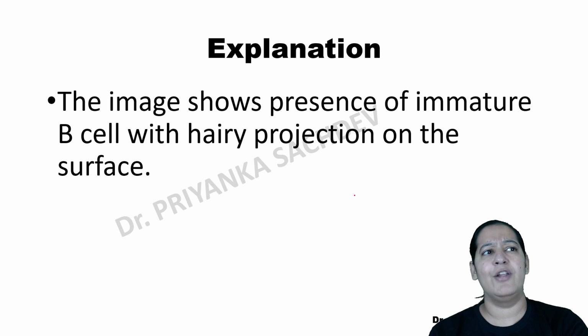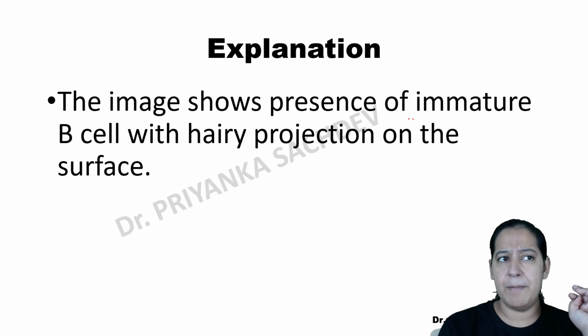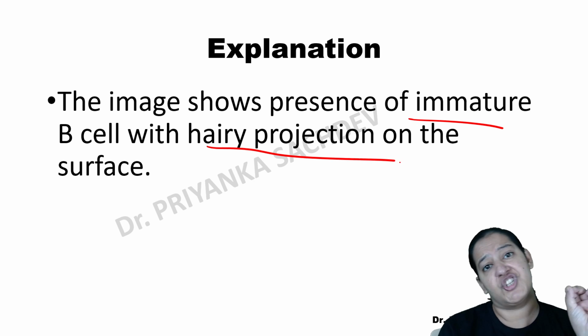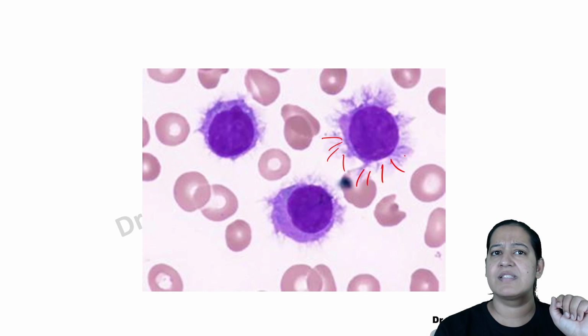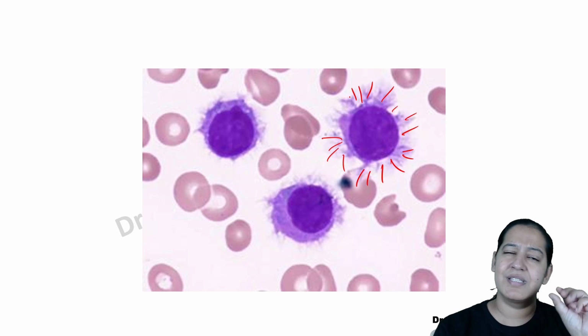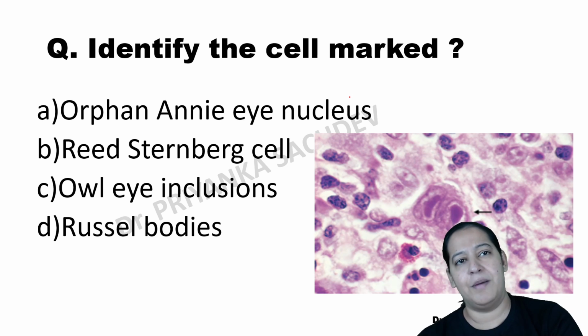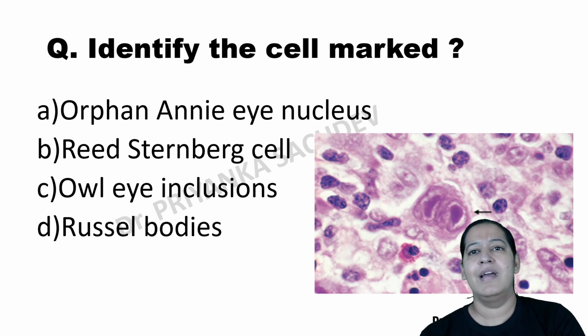So in hairy cell leukemia, the image shows the presence of immature B cells with hairy projections on the surface. Can you see the hairy projections on the surface? These are the cytoplasmic extensions. It is typically hairy cell leukemia.